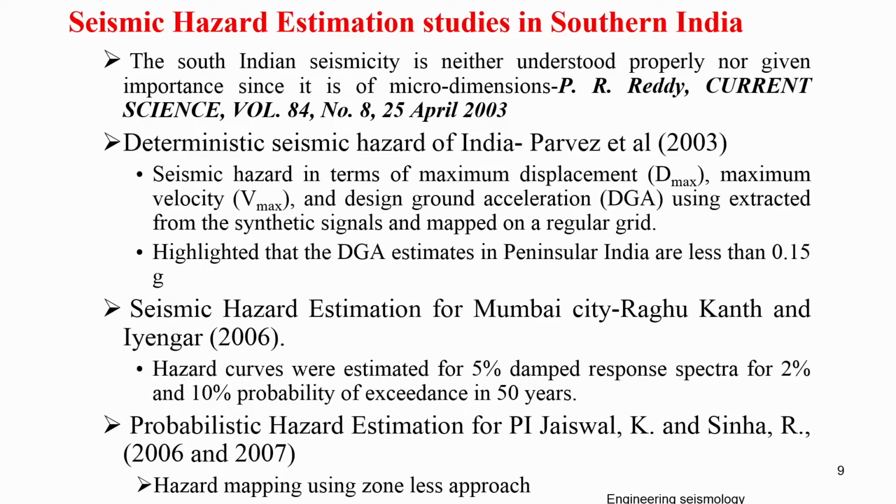Then there was another article where they tried to estimate hazard for Mumbai city using the hazard curve, with deterministic and probabilistic approaches, and then for the whole of southern India by the probabilistic approach, made by Jaiswal and Sinha. So, some of these people estimated hazard values, okay, not any other things. This is a part of microzonation, but it is not a complete microzonation or zonation map that is useful.